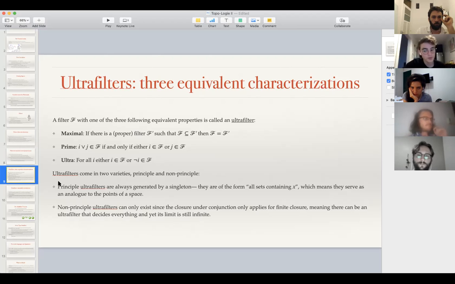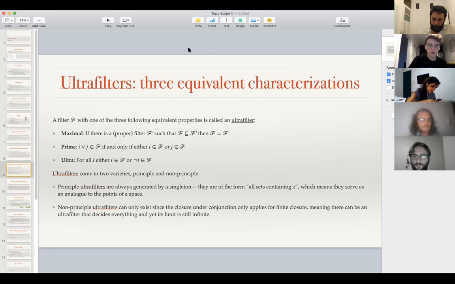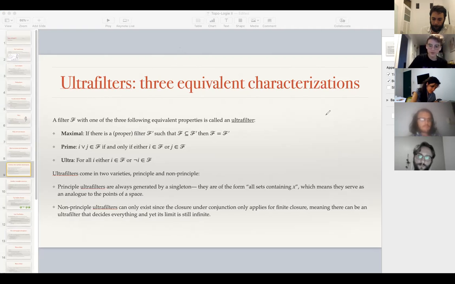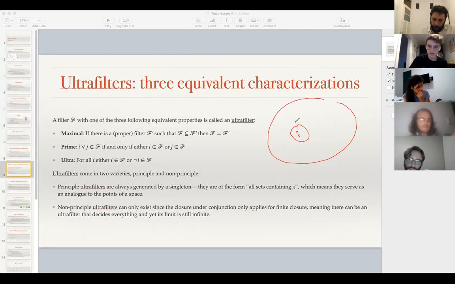So ultrafilters have two varieties, as we might know. There are principal ultrafilters, which are always generated by a singleton. I'll maybe do a little drawing. This is working. Oh, I unplugged it, that's fine. There you go. So for a principal ultrafilter, I have a space. The ultrafilter generated by x is literally just going to be every single set that contains x, whatever it looks like. It's going to be all of these.